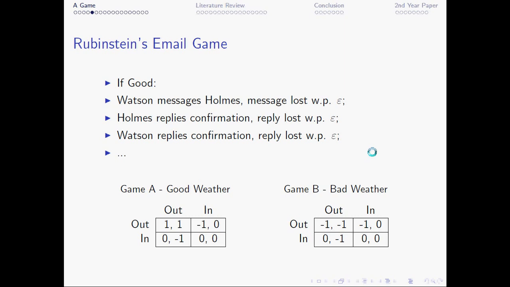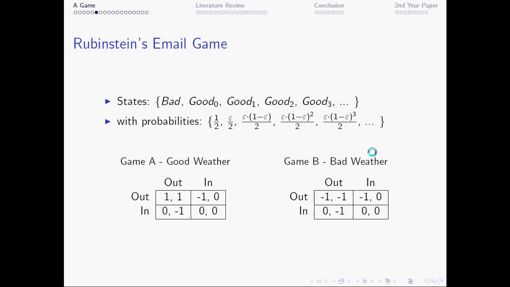So then the states. The first state is the bad state, which is where the weather is bad. And the second state is good zero, which means it's a good state, but no message is received. It basically means John Watson's initial message is lost with small probability epsilon. And similarly, good one means one message is received. So my original message is received, but the reply or the read receipt is lost with probability epsilon again. And similarly, good two means the message and reply are received, but the reply of the reply is lost, and so on.